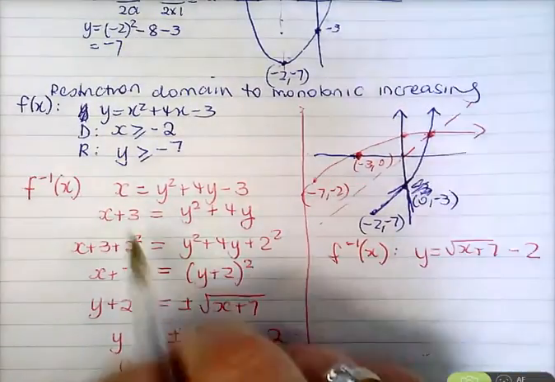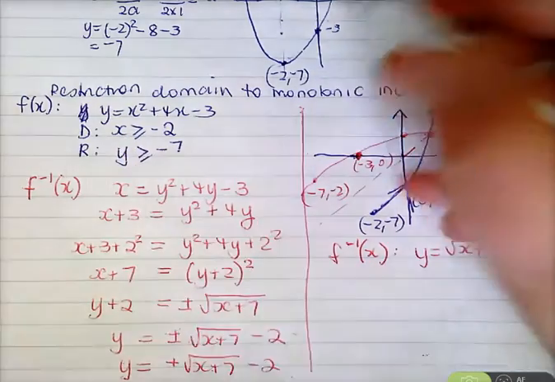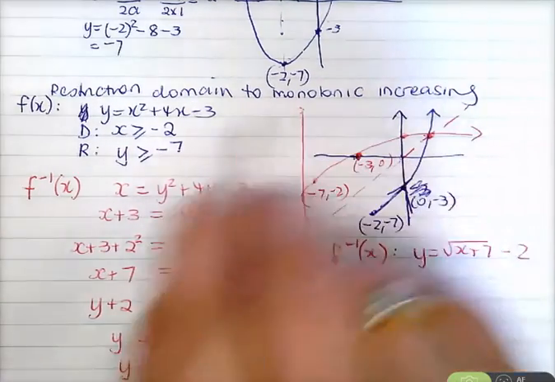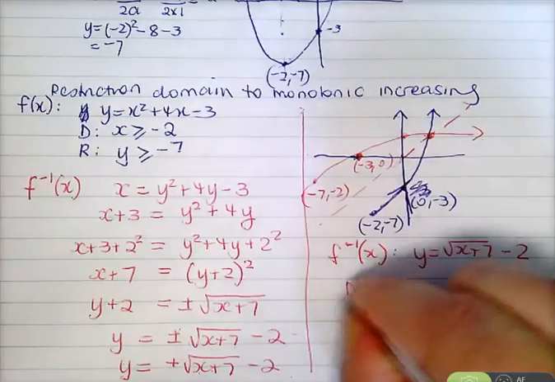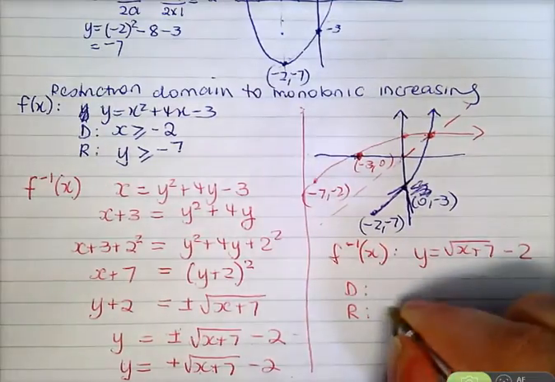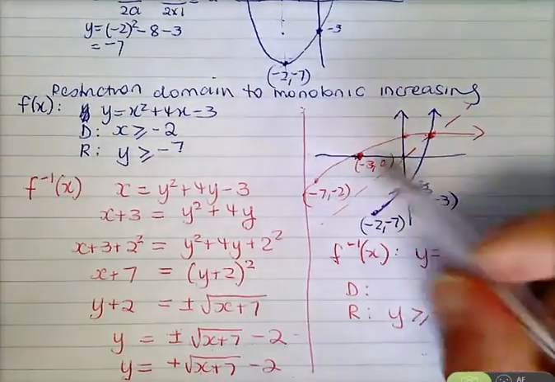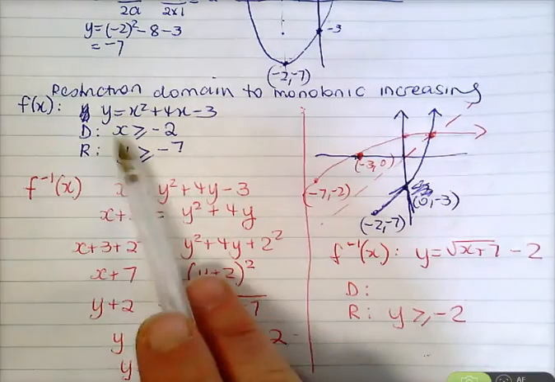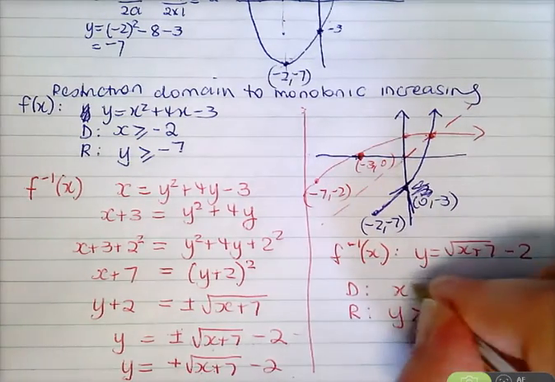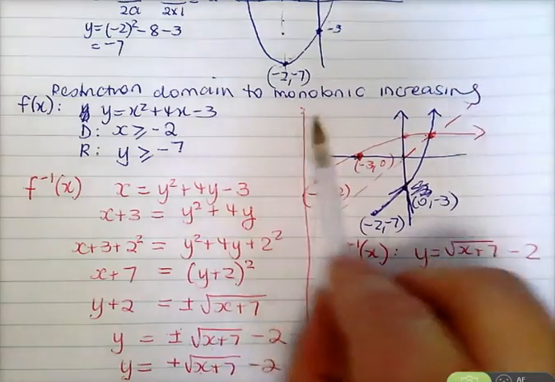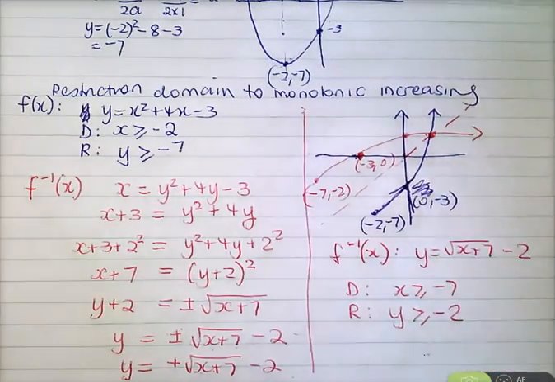Now if the domain of the original function, which is restricted to monotonic increasing, is x greater than or equal to 2, therefore the range will be y is greater than or equal to -2, and we can see that, and the domain will be x is greater than or equal to -7 for the inverse function, and we can see that as well.